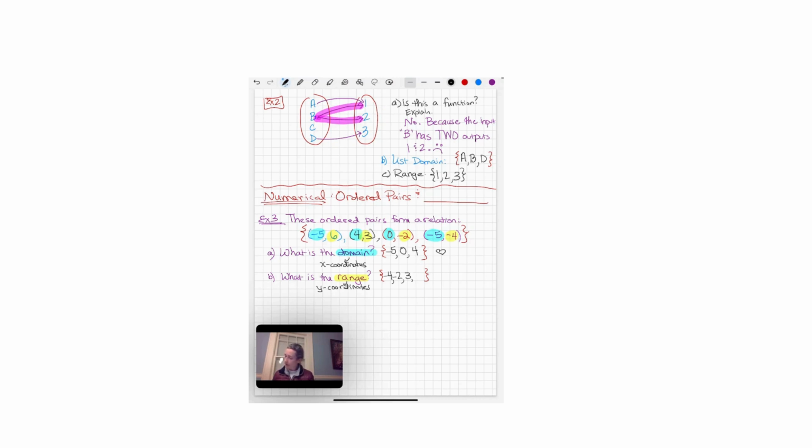-4, 3, and 6. I had -4 in my range this time. I put them in number order. Makes the math people happy. Let's do my y coordinates.